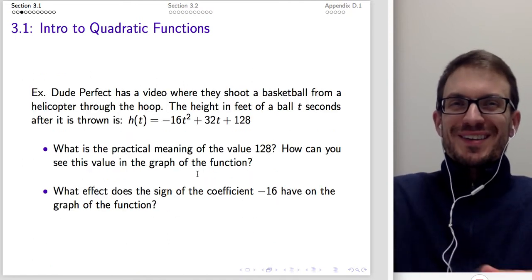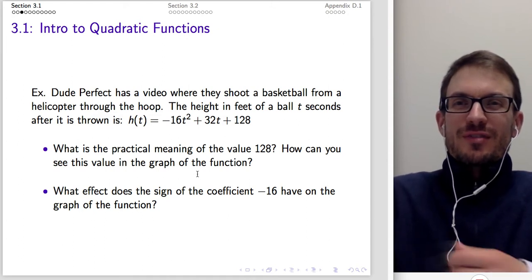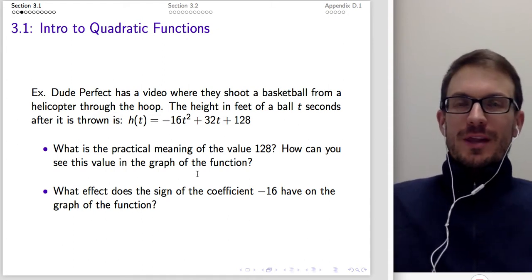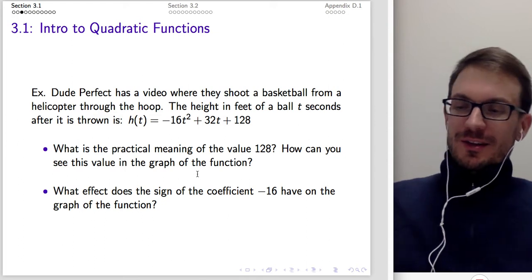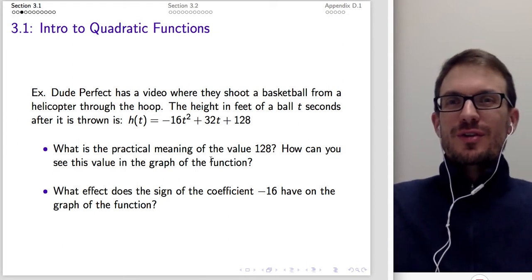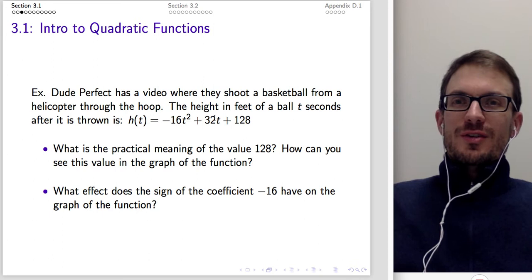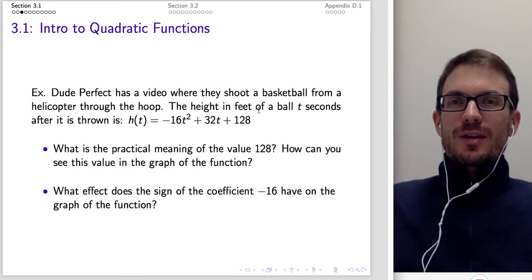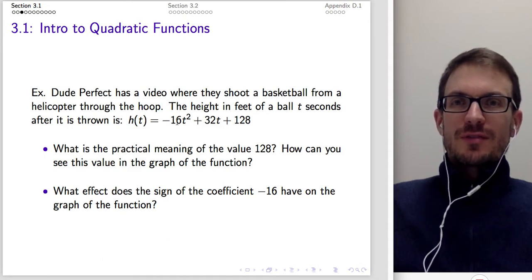A YouTube sensation, Dude Perfect, has a video where they shoot a basketball from a helicopter, and they make the shot, at least in the one that they have in the video. So here's an equation to represent the flight of the ball. The height of the ball in feet, t seconds after it's thrown, is given by h of t equals negative 16t squared plus 13t plus 128.